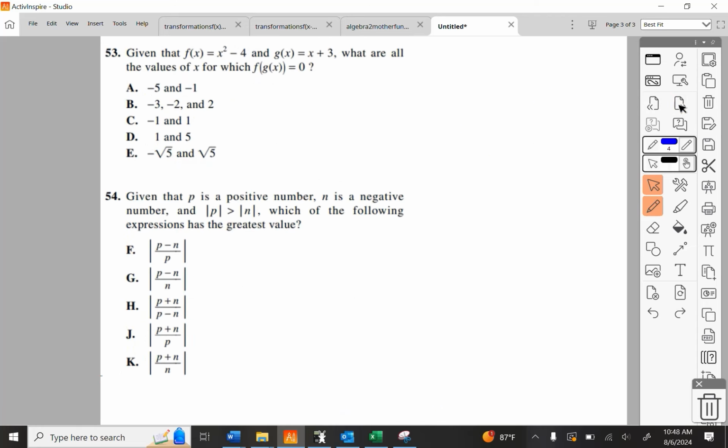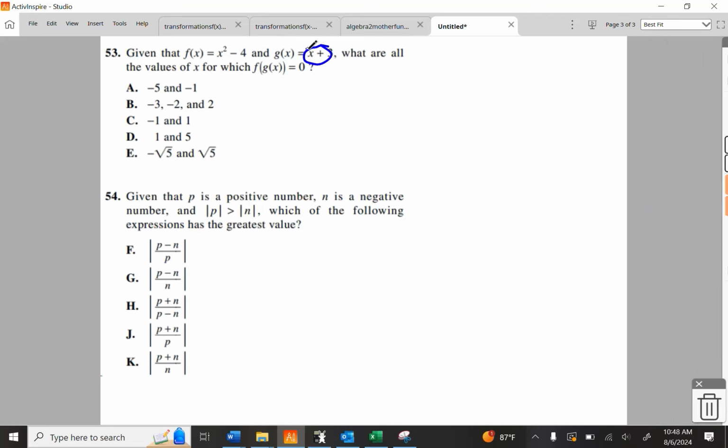53, given that f of x is x squared minus 4 and g of x is x plus 3, what are all the values of x for which f of g of x is 0? So the first thing I'm going to do is find what f of g of x is. Now, you've done some basic function notation so far, but to find f of g of x, we take g of x and we put it right there. That gives us x plus 3 quantity squared, and then we have the minus 4.